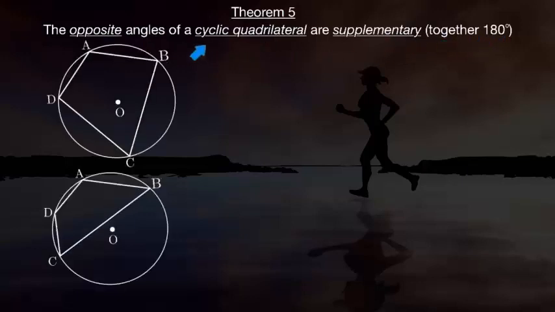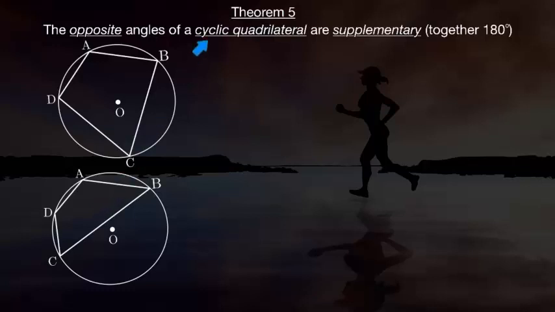Now for many of you, it's the first time that you hear the word cyclic quadrilateral. All that this means is that we are working with a quadrilateral, but the angles are on the circumference of the circle. And it's the same for this one. Look, here we have quadrilateral ABCD, but the angles are on the circumference of the circle, which makes this quadrilateral a cyclic quadrilateral.